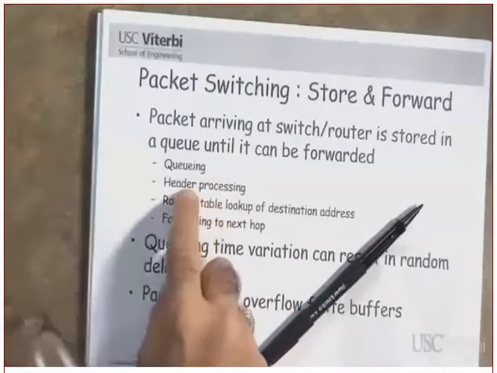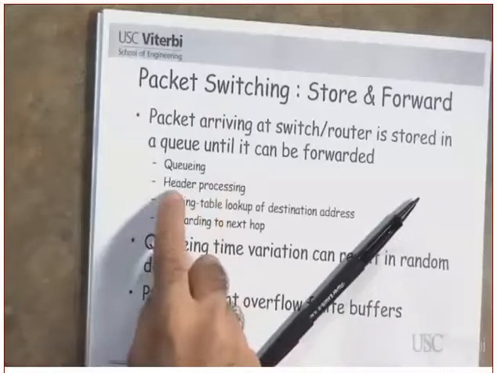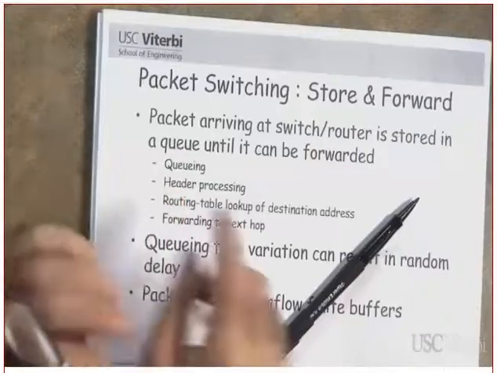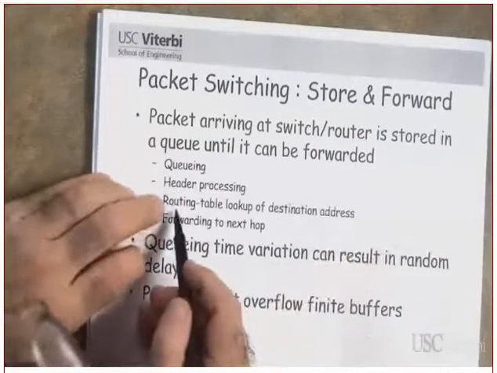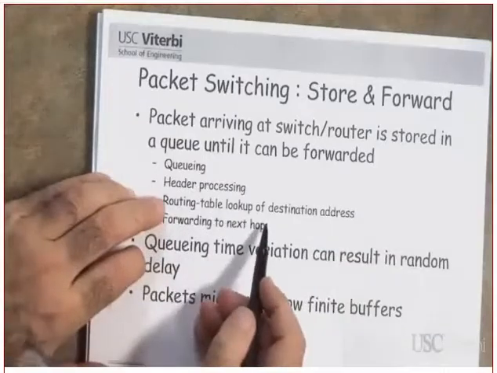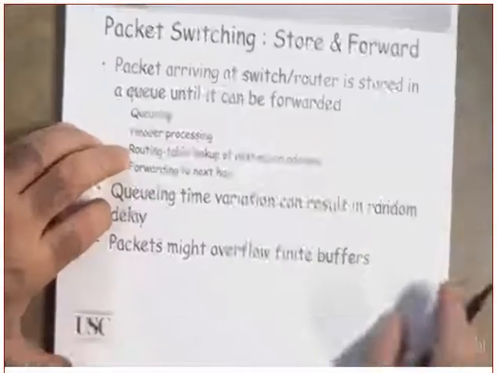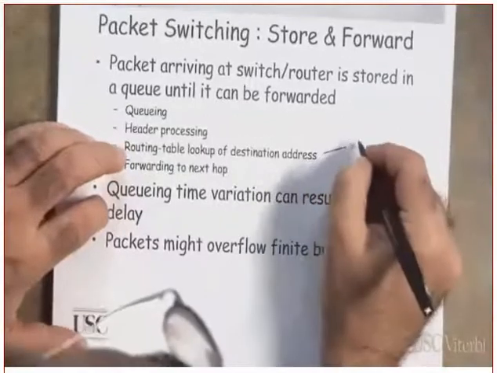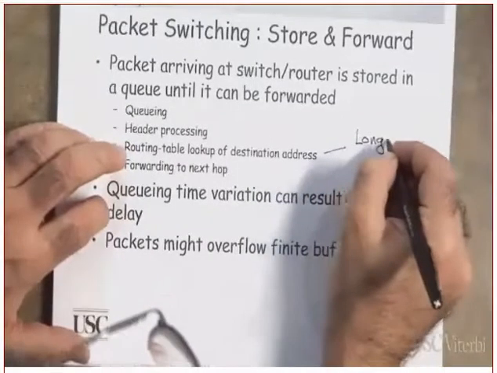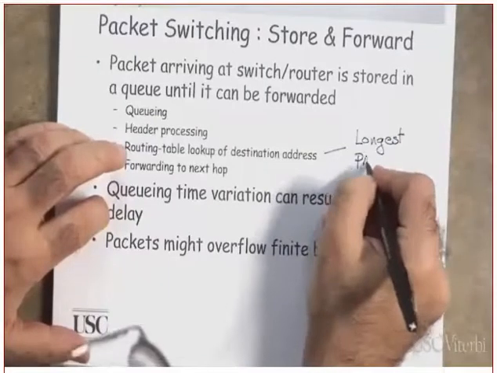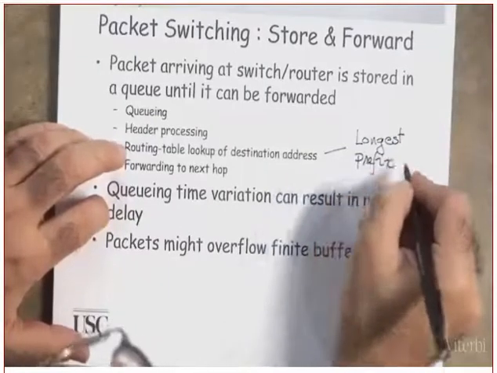And then the router will process the header, which means it will first of all check the header for errors, and it will parse the destination IP address, and then it will look into the routing table to determine the routing table lookup for the destination address. What mechanism do you use? The longest, do you still remember this? Longest prefix match.